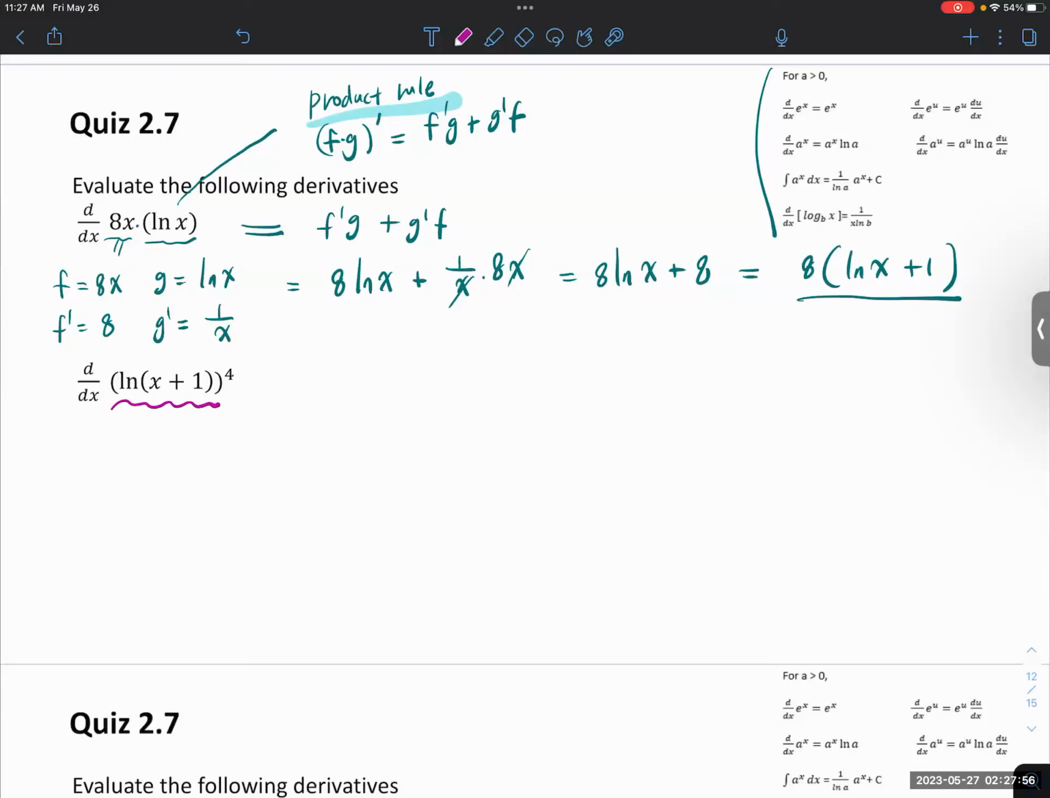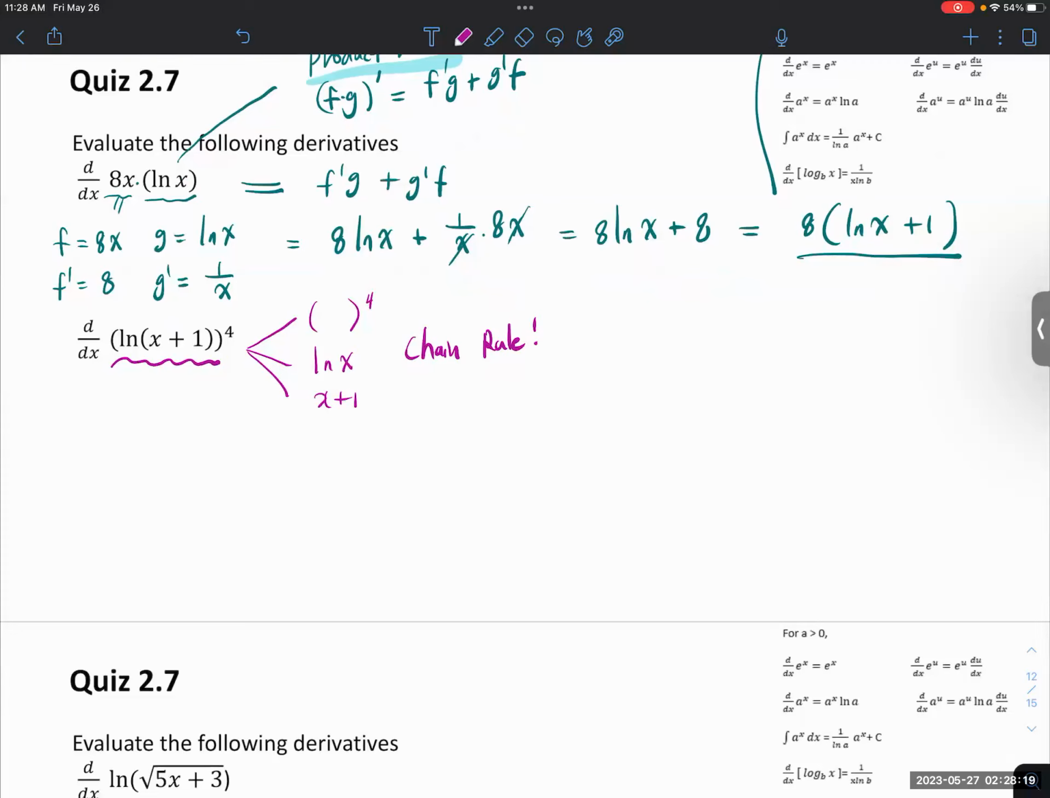Check the structure. We have something to the fourth power, like a fourth power function, and then an ln function, and x plus 1 has been subbed in. So you have 3 functions all together. We're going to use the chain rule, definitely. So step 1, d over dx: ln is the outside function, you're going to take the derivative of the inside functions. This is the middle, and the inside is x plus 1. So you see that?